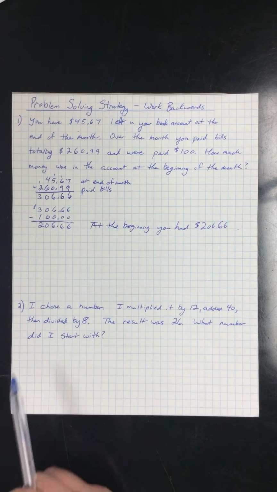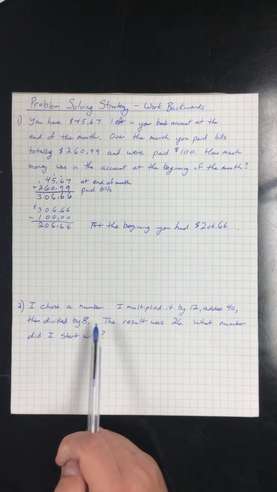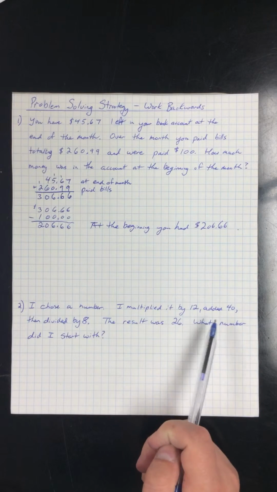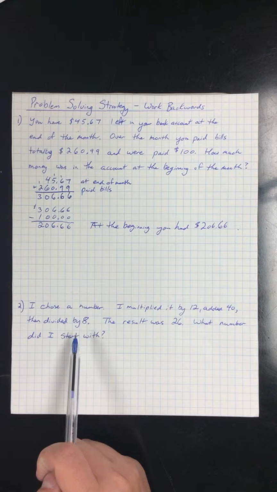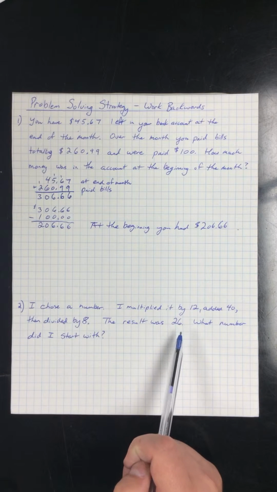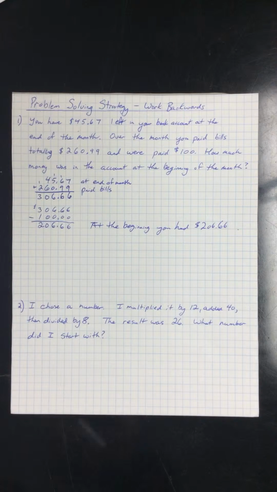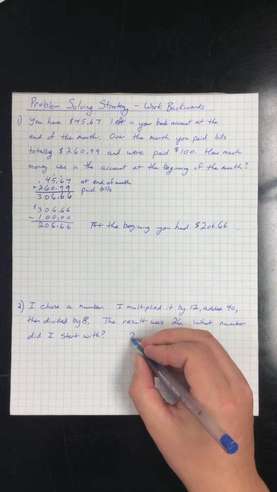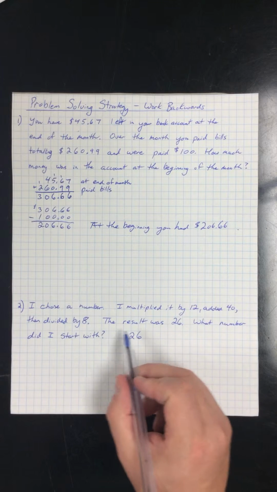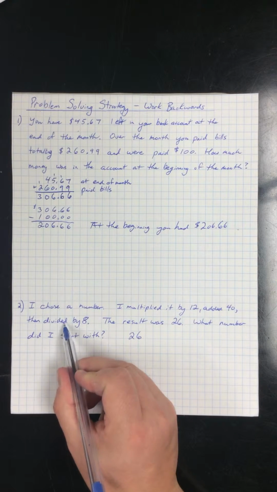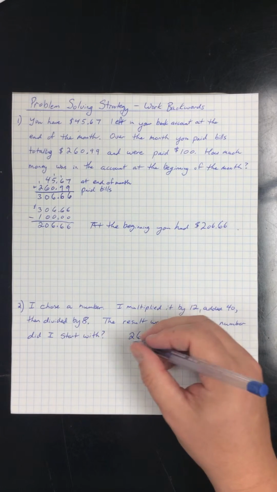Another example would be if I chose a number and I multiplied it by 12, added 40, and divided by 8. The result, or the answer, was 26. What number did I start with? Well, I need to work backwards and undo this. So let's start with 26. And the very last thing I did was divide it by 8. So let's multiply that by 8.